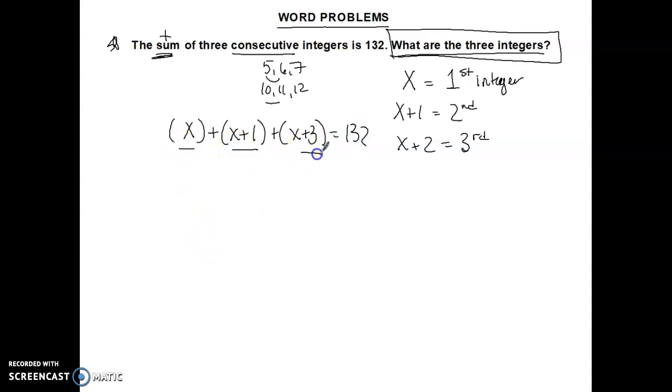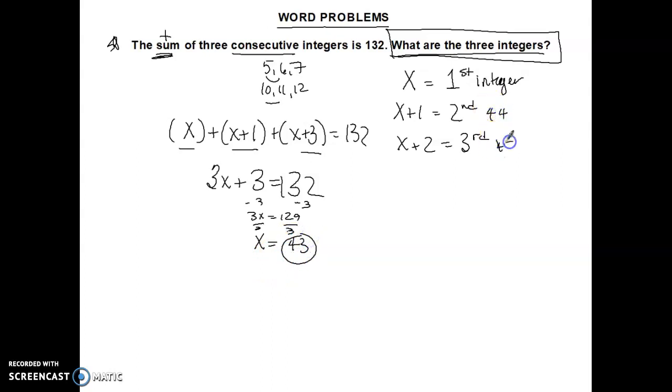That means when I take away those brackets, because there's nothing to distribute, I'm going to add like terms. I'm going to get a 2-step equation to solve. So solving that 2-step equation, you should be able to figure out that 3x equals 129. Divide both sides by 3. That means x, the first integer, is equal to 43. So the next 2 integers are 44 and 45. But once you've got those equations set up, you should be able to solve them, because that's what we've been doing.